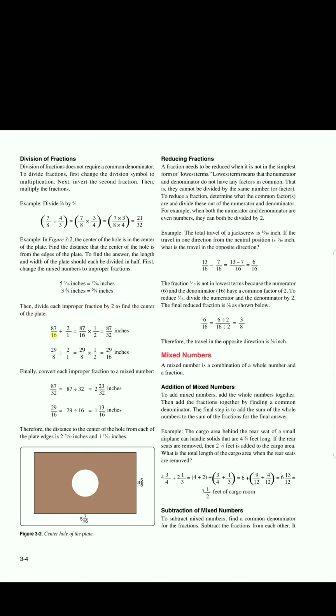87/16 divided by 2 equals 87/32 inches. 29/8 divided by 2 equals 29/16 inches. Finally, convert each improper fraction to a mixed number. 87 divided by 32 equals 2 and 23/32 inches. 29 divided by 16 equals 1 and 13/16 inches. Therefore, the distance to the center of the hole from each of the plate edges is 2 and 23/32 inches and 1 and 13/16 inches.